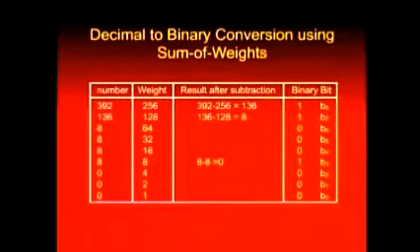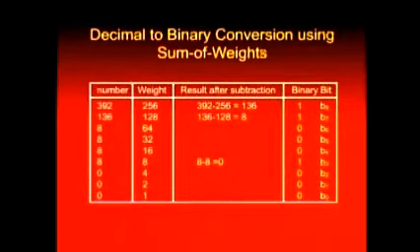Using the sum of weight method, the highest weight which is smaller than 392 is 256. So you mark a 1. You subtract 256 from 392, which results in 136. Now you go on to the next smaller weight. The next smaller weight after 256 is 128, which is again smaller than 136. So you mark another 1. You subtract 128 from 136.